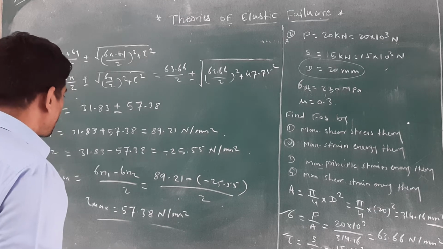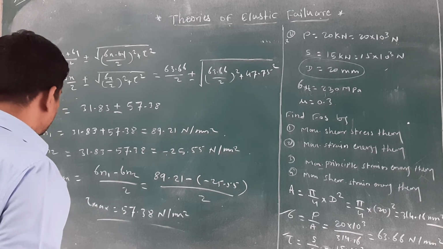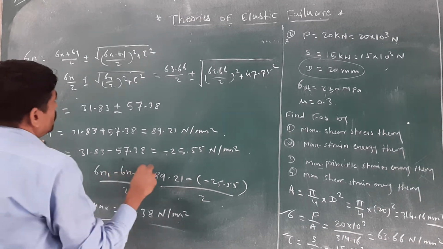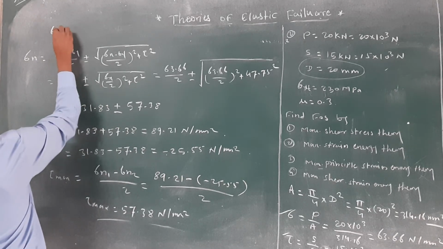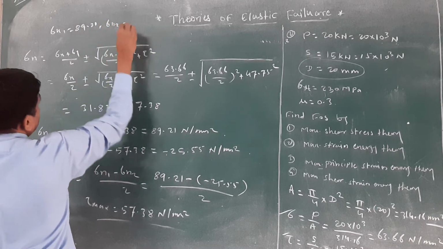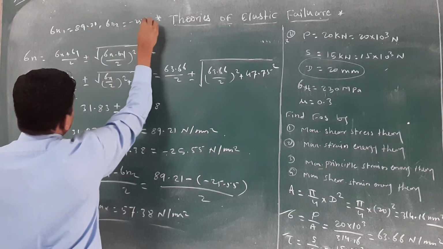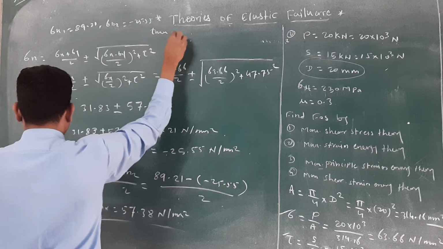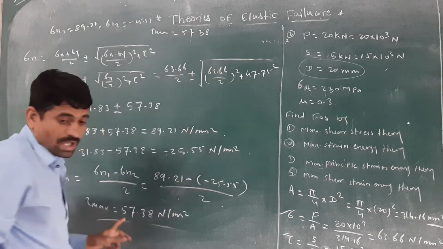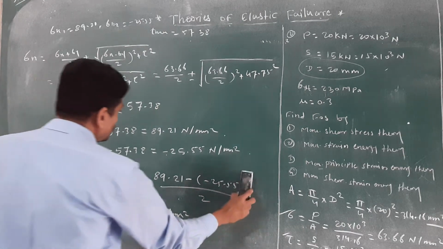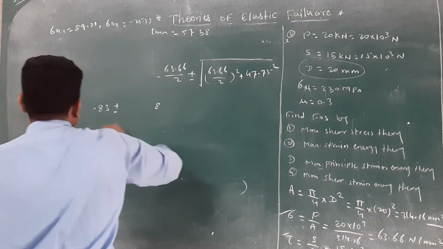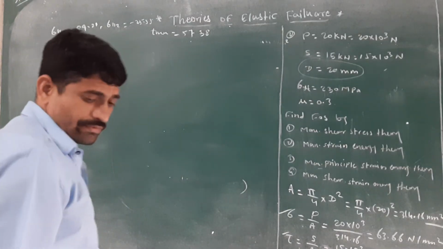Okay. Once you have calculated that, I will write here some values. Sigma n1 is equal to 89.21, sigma n2 is equal to minus 25.55, and tau max is equal to 57.38. We require these values, that's why I have written them. Once you have calculated all this, then check what we want to calculate.